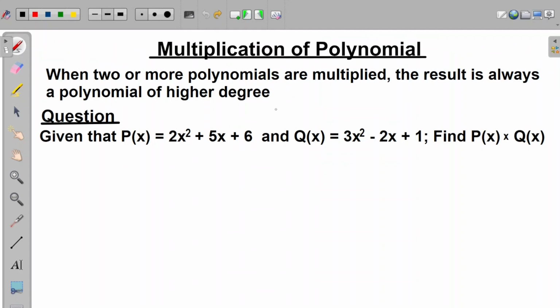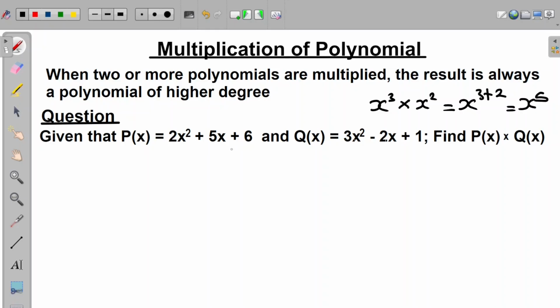So now let's discuss multiplication of polynomials. When two or more polynomials are multiplied, the result is always a polynomial of a higher degree. For example, if I have x cubed multiplied by x squared, from our laws of indices this will be equal to x raised to the power of 3 plus 2, and this is equal to x raised to the power of 5. So you see that when we multiply two or more polynomials, we always have a higher degree polynomial. So let us apply that knowledge in our question.